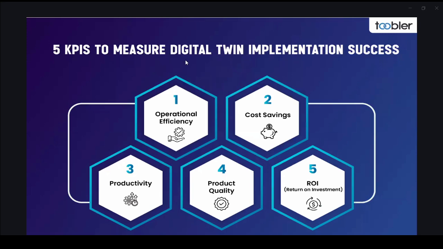So these are the 5 KPIs to measure digital twin implementation success. So far I have told you the detailed stuff: how to implement digital twin technology, what different components we need to have, and who all the actors and players are, the business users. Everything I have told. And this is something we have to check in the digital twin while we implement. These are the 5 KPIs.